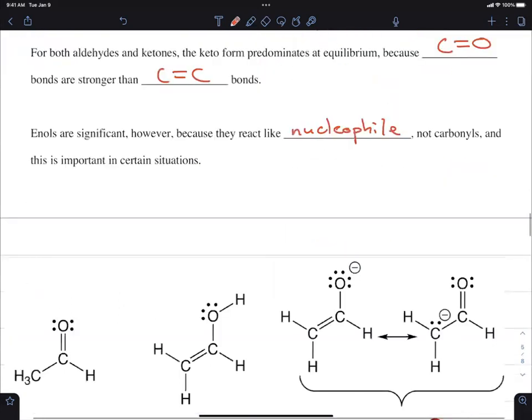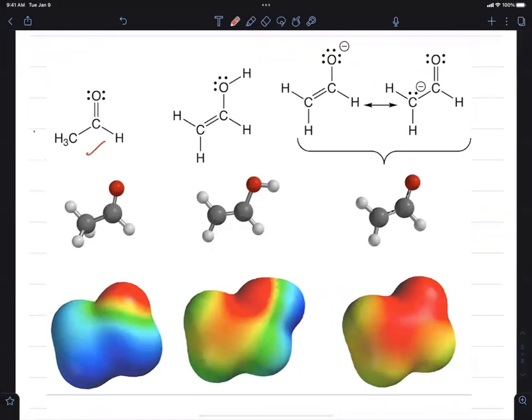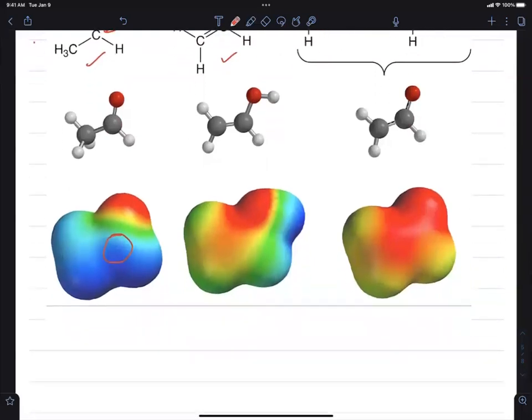Let me explain that. So here we have acetaldehyde in the keto form and the same molecule in the enol form. When we look at these, I want you to look at the electrostatic potential surfaces. This carbon atom right there is mostly blue. It's going to act as an electrophile at that carbon, as we've seen.